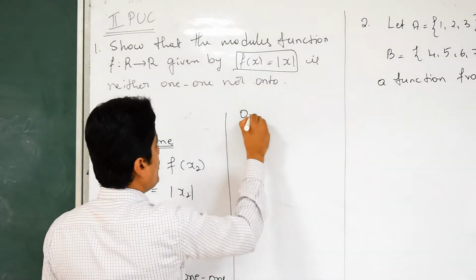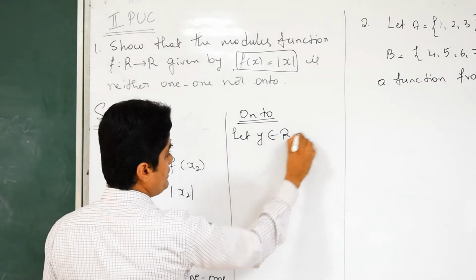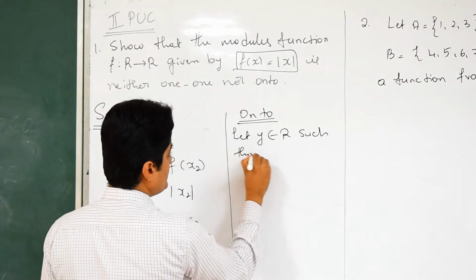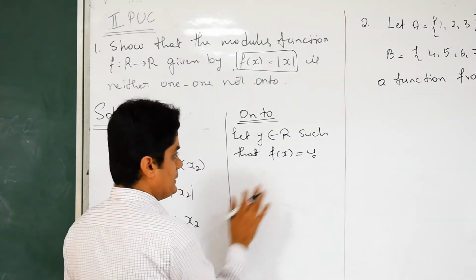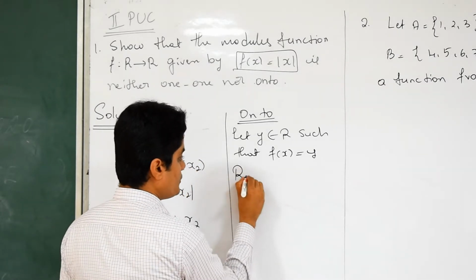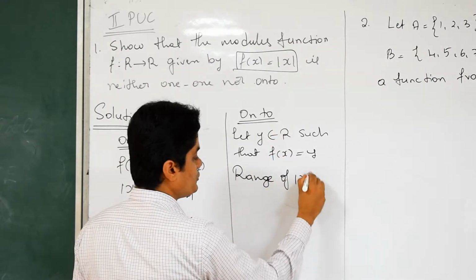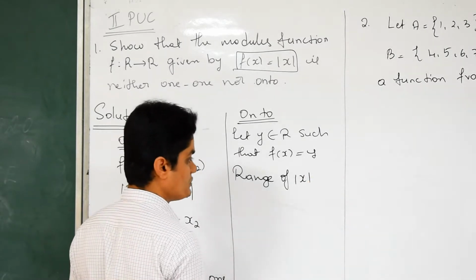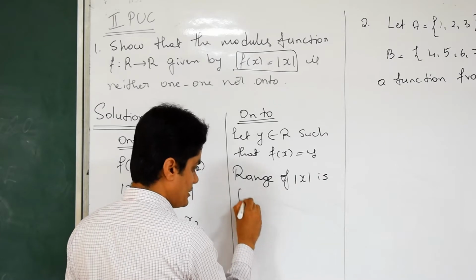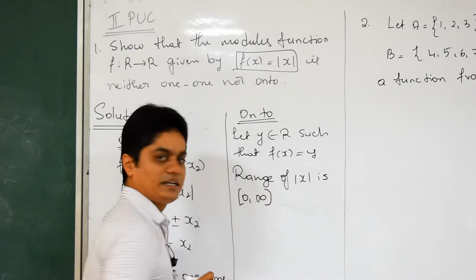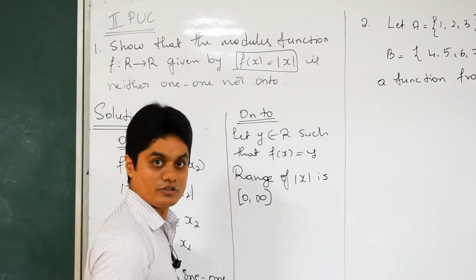Okay, next, we have to check onto. Take an element y belonging to the codomain such that f of x is equal to y. This is the actual procedure, but tell me, what is the range of mod x? You studied this earlier, so it is better to use this method. The range of mod x is the set of all real numbers from 0 to infinity, positive real numbers, not including negative numbers.